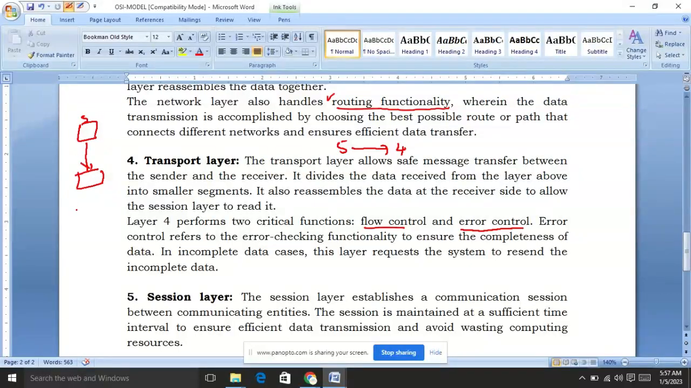And flow control means how many bits will be transmitted per second. And error control: suppose the data is changed over the network, how to recover the data? Suppose the data is lost, how are we going to recover the data? These items are discussed as the responsibility of the transport layer.